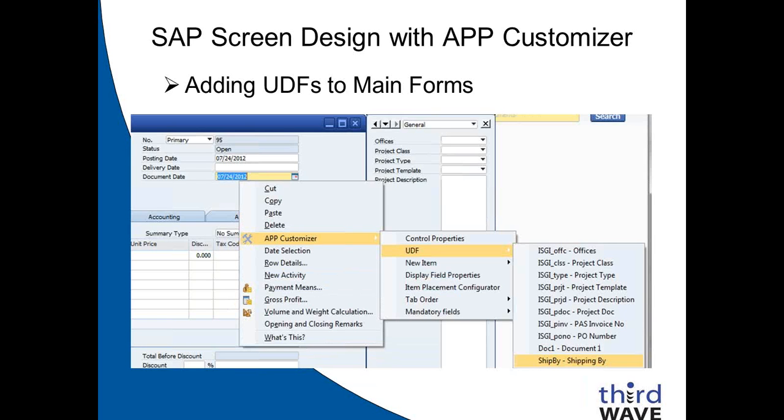Adding the UDFs to the main forms is a little bit different than moving the fields with the item placement. In the first case, we were picking the field that we wanted to move, and then selecting where we wanted to move it. This is almost the opposite. For user-defined fields, we first select where we want to move the field, and then underneath the APP Customizer menu, we select user-defined fields, and then we'll get a list of user-defined fields on that window, and we pick which one we want to move.